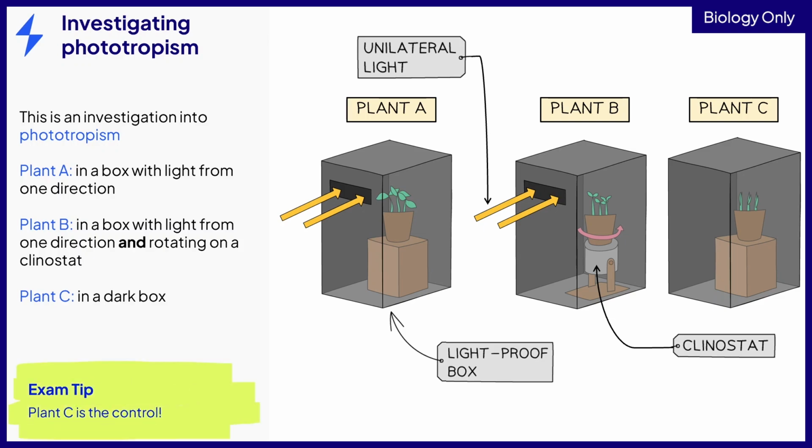Remember that a control is an experimental condition where everything about the experiment is kept the same, but the one thing that is being investigated is removed. In this case, it is the light. This demonstrates that the factor being investigated is responsible for any changes in the other experimental conditions. Take a moment to predict the outcome of the investigation.